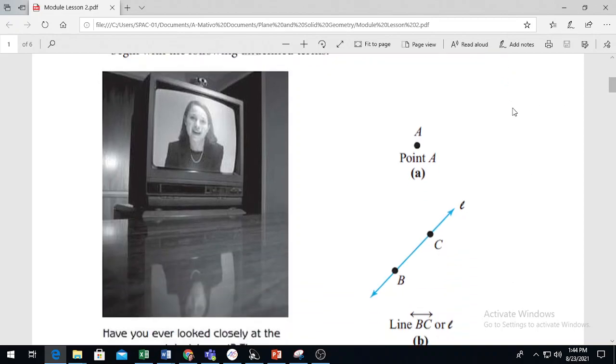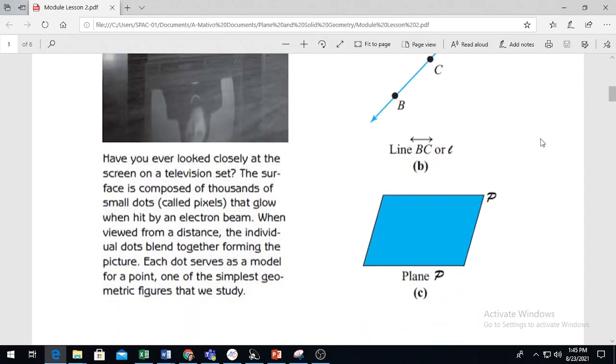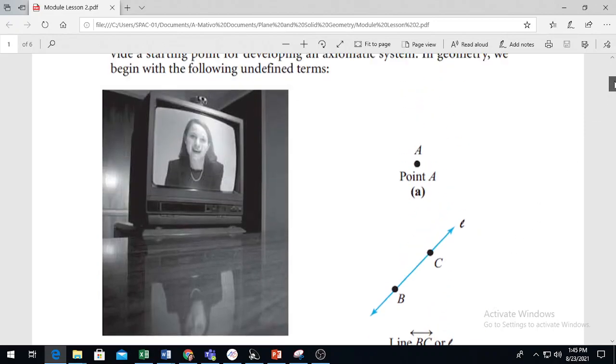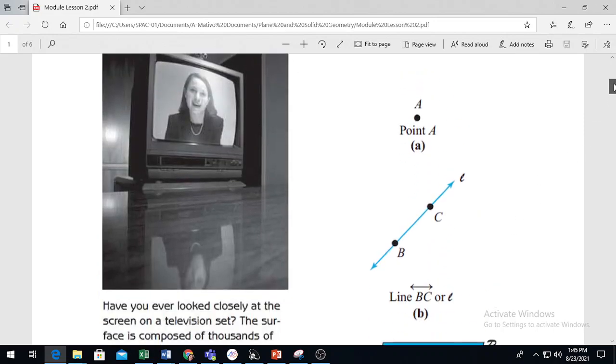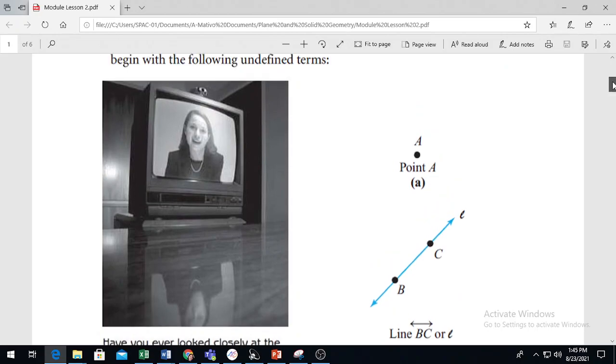So let's begin with the following undefined terms. We have here a point. That is one of the undefined terms in geometry. Point. Another one is line. And the next one is plane. Before we discuss that further, let's have this portion.